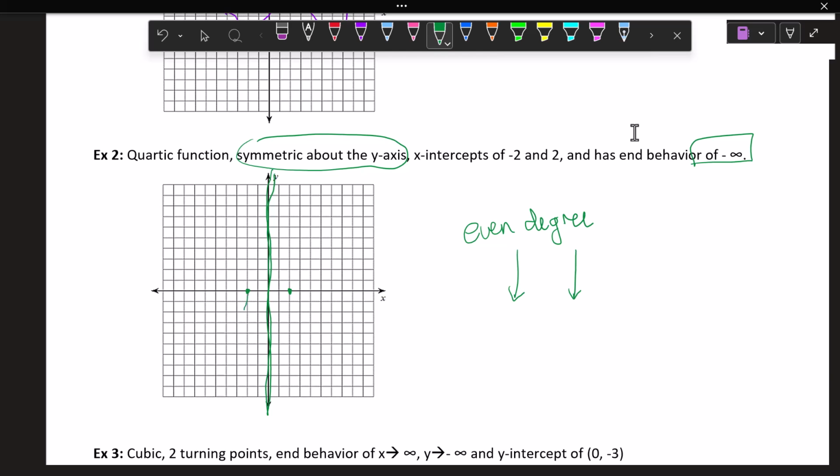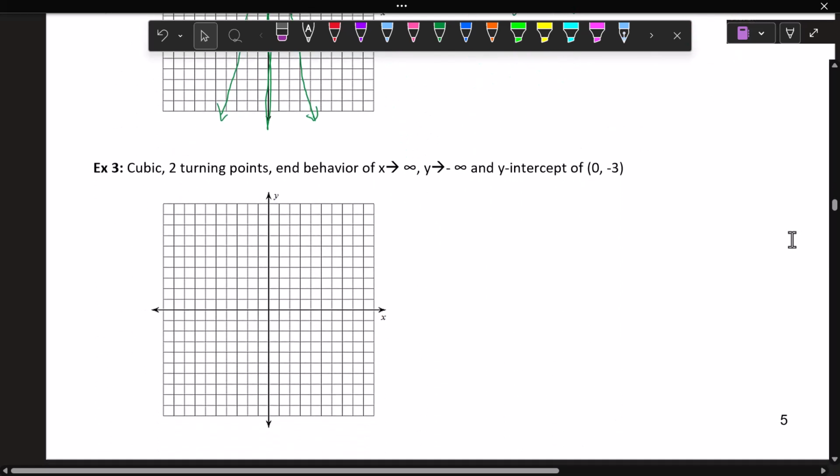So I'm going to make this go down this way, and this go this way. And then anything else in the middle, it just has to be symmetrical. So I'm going to go here and up here and then down and here. So it's a quartic function. Both end behaviors go the same way, negative infinity, they're going down. Symmetric about the y-axis. Yeah, if we flip this sideways, it's the same thing. And x-intercepts of -2 and 2, we got it. We got 2 more here. Again, it just takes practice. So you need to do the homework.